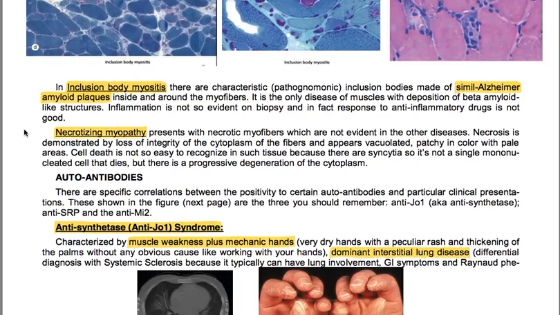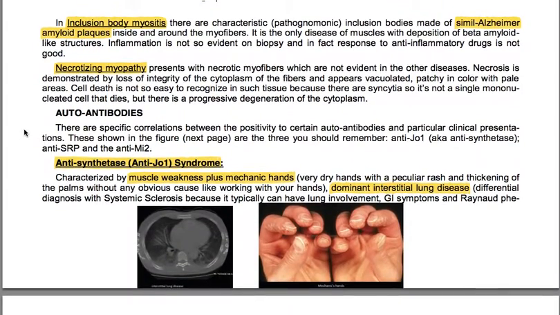In inclusion body myositis, there are characteristic pathognomonic inclusion bodies made of structures similar to Alzheimer amyloid plaques inside and around the myofibers. It's the only disease of muscles with deposition of beta amyloid-like structures. Inflammation is not so evident on biopsy, and in fact response to anti-inflammatory drugs is not good. Necrotizing myopathy presents with necrotic myofibers, which are not evident in the other diseases. Necrosis is demonstrated by loss of integrity of the cytoplasm of the fibers, which appears vacuolated, patchy in color with pale areas. Cell death is not so easy to recognize in such tissue because there are syncytia, so it's not a single mononucleated cell that dies, but there is a progressive degeneration of the cytoplasm.